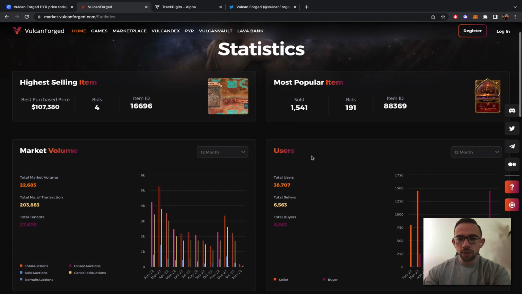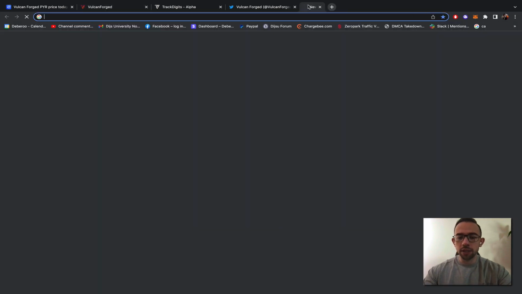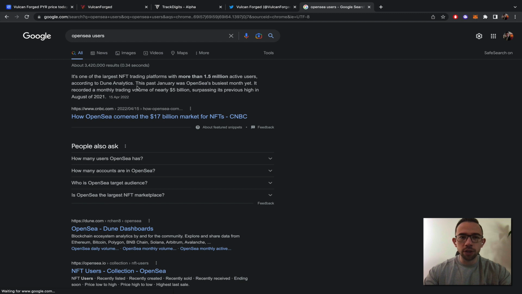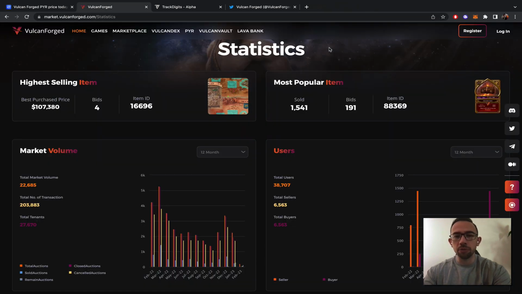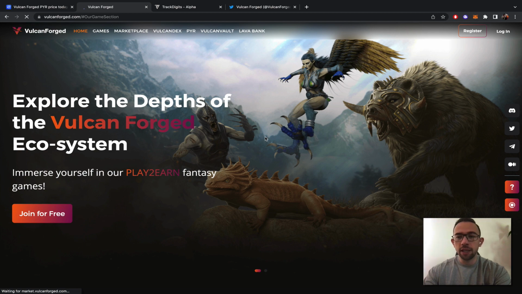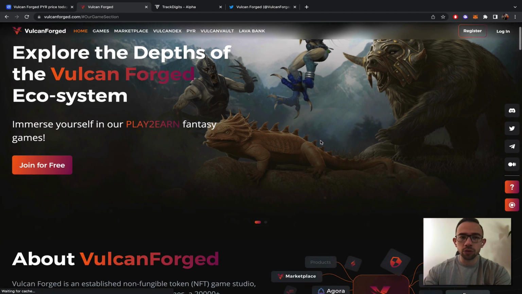Just to give you an example, because it's an NFT marketplace, right? If I would go for the OpenSea users, it's more than 1.5 million active users, right? And this is just a quick search from Google. This is 38,000 total users over the last 12 months. So it's basically non-existent. They are definitely focused on their own ecosystem, right? Which obviously limits the potential, but gives them more control.